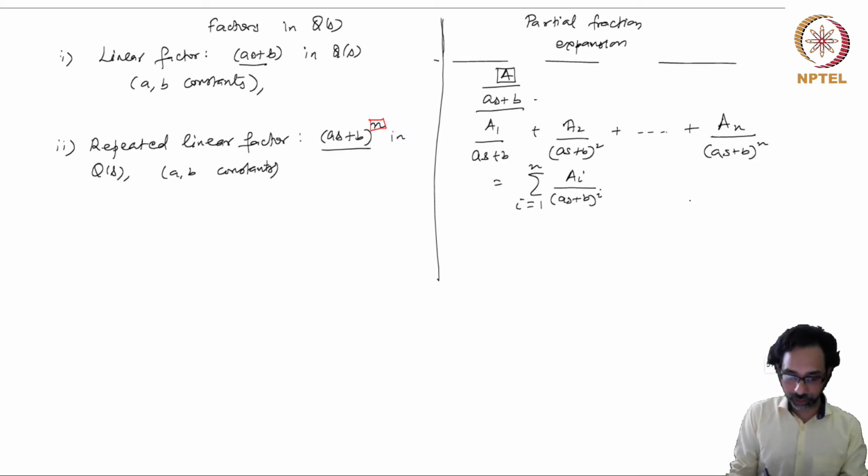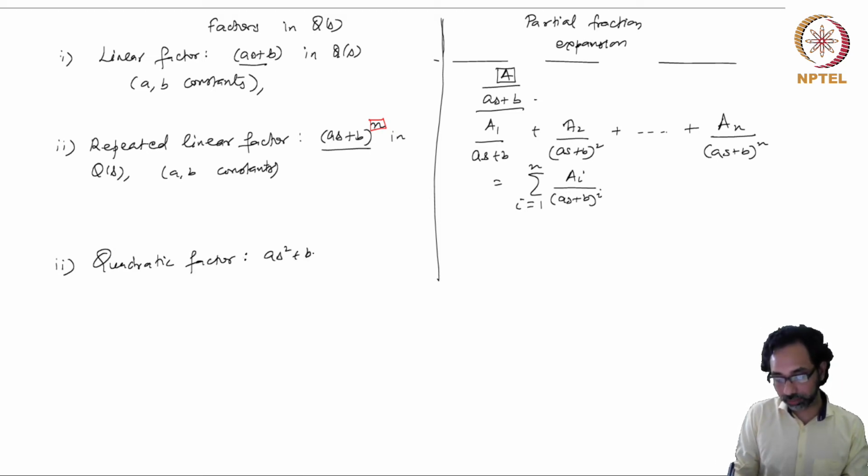The third one is a quadratic factor of the form as square plus bs plus c. So here, all constants here, I assume that, for example, a is not equal to 0.